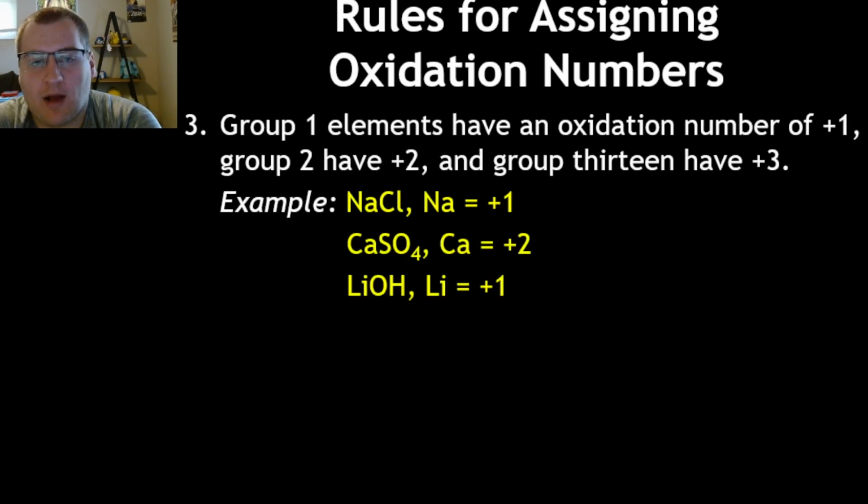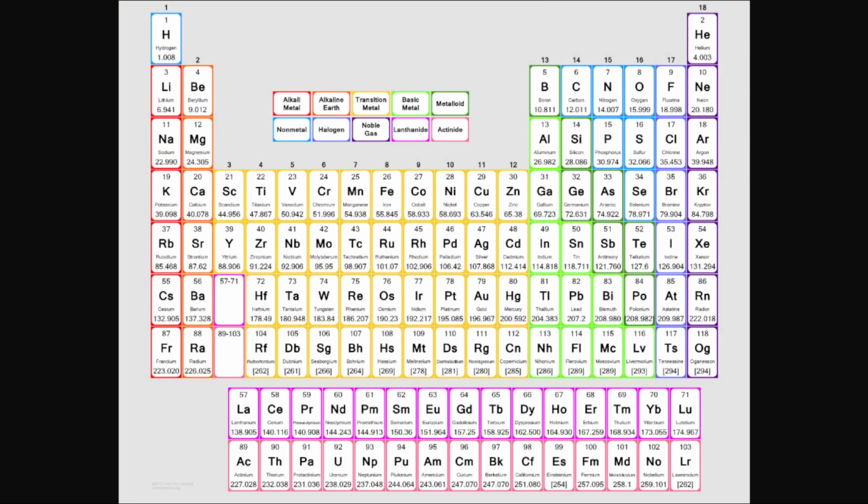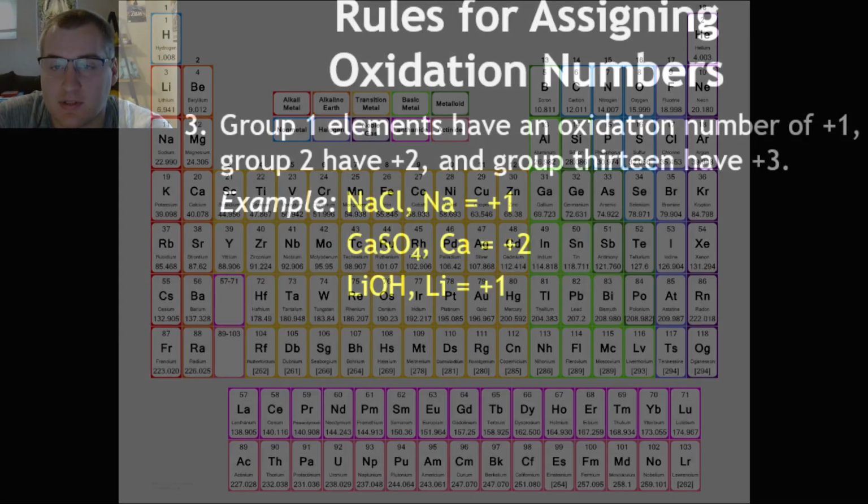Now we're going to get into the more complicated rules. Number 3, group 1 elements have an oxidation number of 1 plus. Group 2 elements have a 2 plus. Group 13 have 3 plus. So these are consistent. These are the ones on our periodic table we've already labeled. Everything in the first column usually has an oxidation state of 1 plus. Second column is 2 plus. 13th column over here is 3 plus. Those are what we have written on our periodic tables. Those are what we've always used.